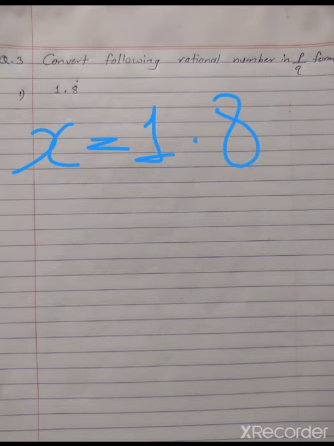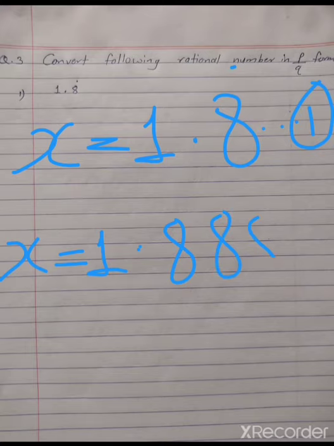In this question, the number is given in decimal form and we have to convert this decimal form into p upon q form. So here I am using this given question as x. Suppose x is equal to our given question, which is 1.8 recurring. Okay, so this is our equation number 1. So we can write this 1.8 recurring as 1.888 and so on, a non-terminating number.